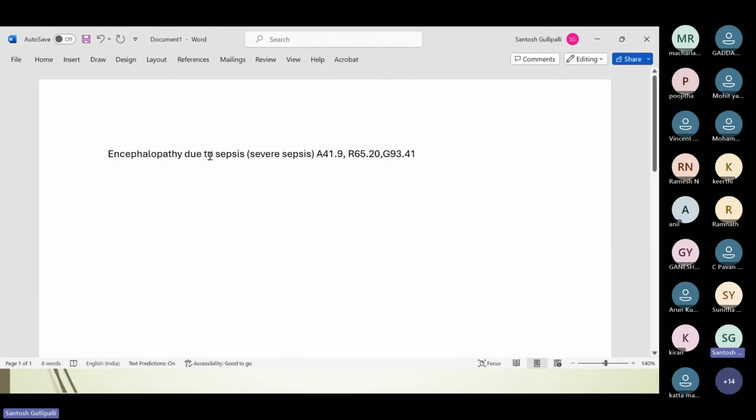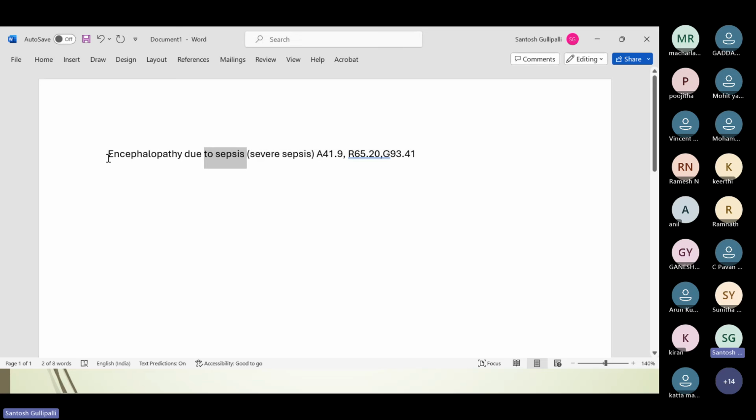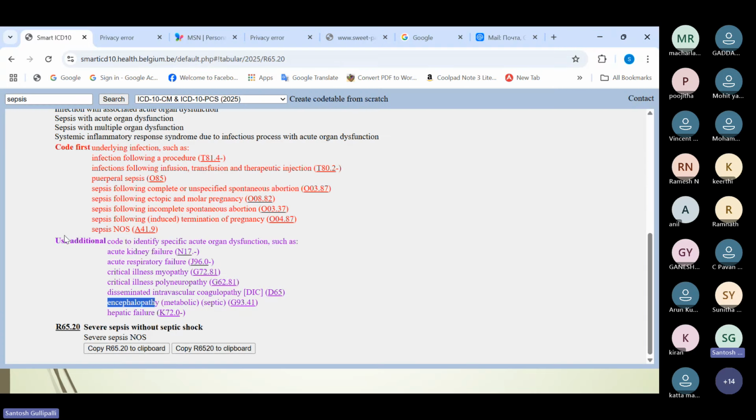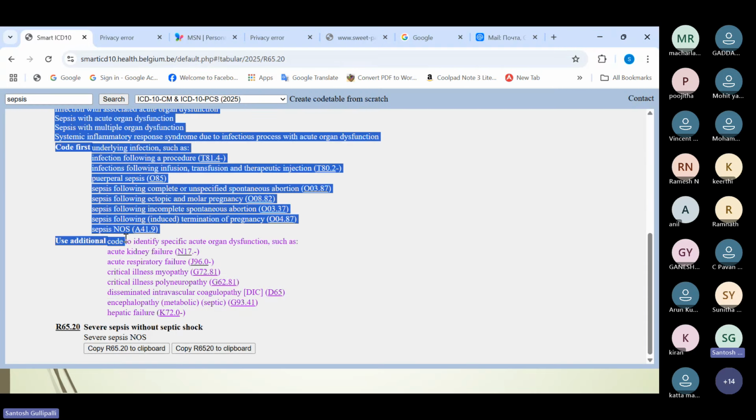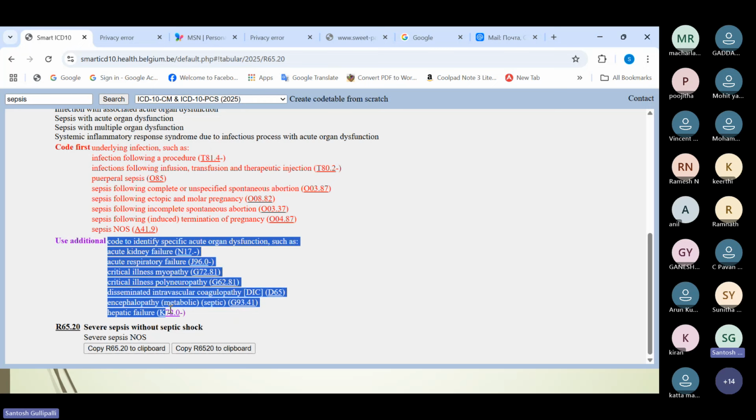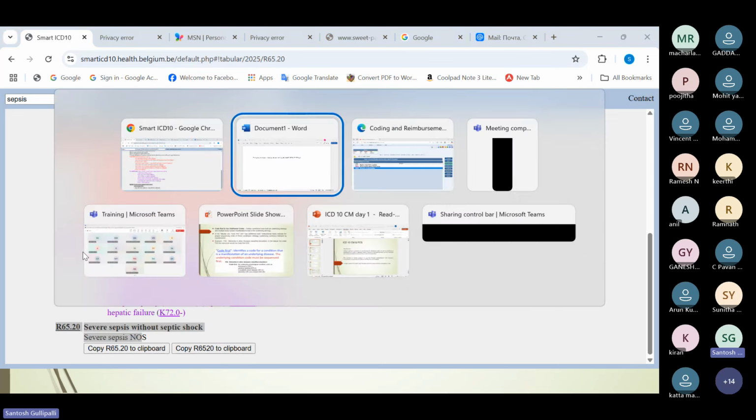So when severe sepsis, by default two codes: the first code is sepsis and the second code is severe sepsis. And you can give an additional code for the specific acute organ dysfunction or acute organ failure, because the use additional code note is there in severe sepsis. Use additional code means you can give this condition code additionally along with severe sepsis. That's the reason sequencing plays a very important role in ICD-10-CM, especially in inpatient visits.